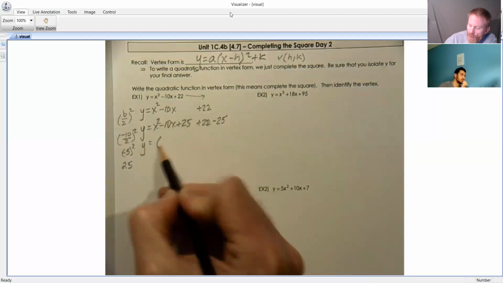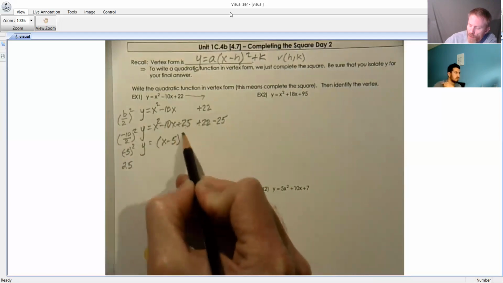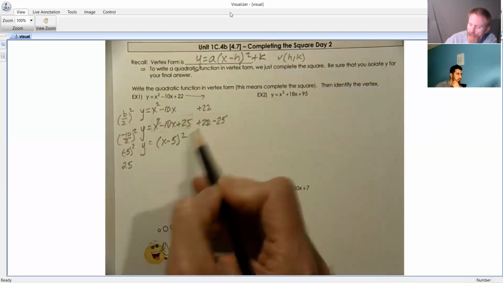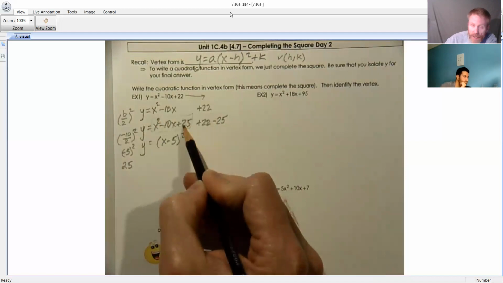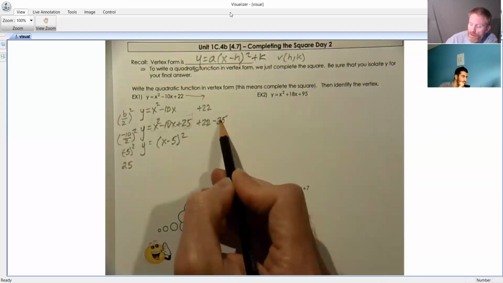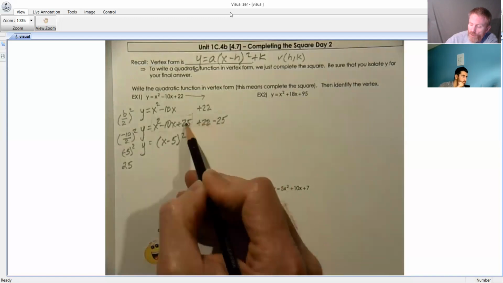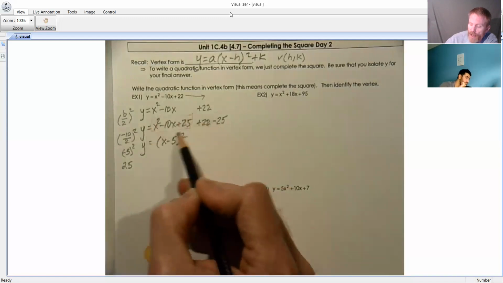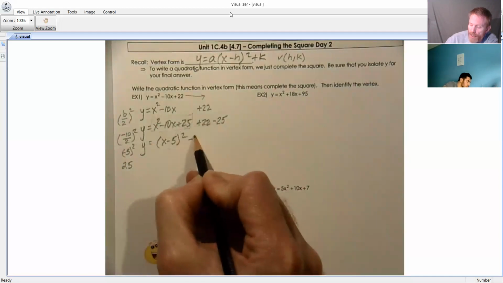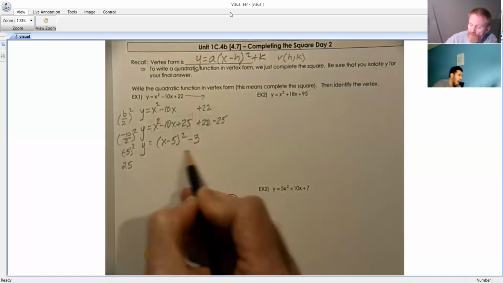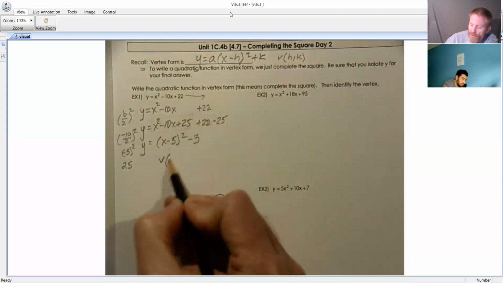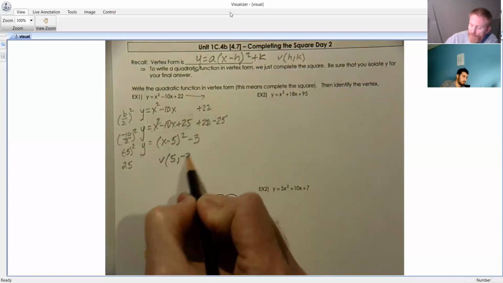So why did we put in this plus 25? We did that so we could have a perfect square trinomial. This here, we created that on our own. We added the 25, but to keep the equation balanced, we also subtracted the 25. I wouldn't reduce those, eliminate those from each other, because we're going to use the 25 to create the x minus 5 quantity squared. Here, this is going to produce a 3. So now you can see that this is in vertex form, where we have our h and our k. The vertex is going to be 5 comma -3.